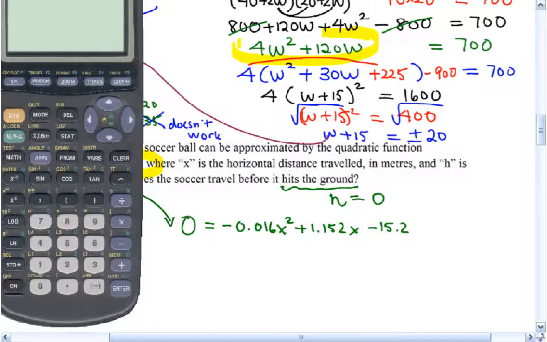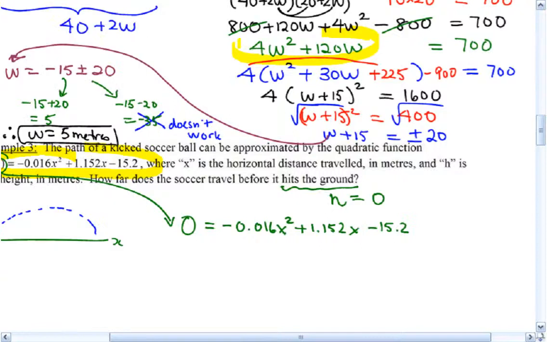By completing the square, once again, what do we do first when we have a number in front of the x squared term? Factor it out. 0 on the left-hand side. Let's factor out negative 0.016. That leaves us with x squared.